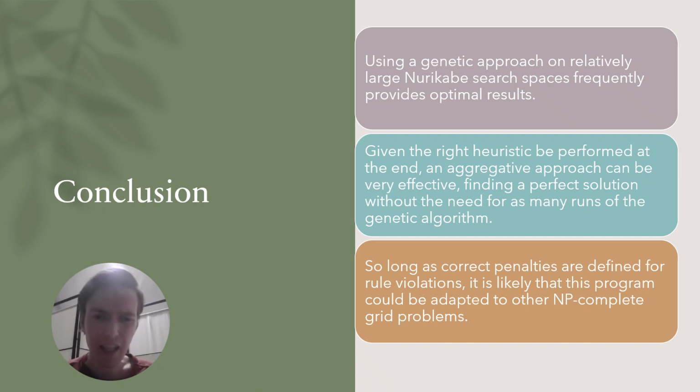And so, as a summary, the genetic approach works fairly well on relatively large data sets. And given the right heuristic, I believe that the aggregative wisdom of crowds solution can give very good answers to this sort of problem, and that it could also be adapted to other similar grid problems, just as long as different games have different things that need to be penalized. But if one figures that penalty process out, I think it could be very easily adapted to similar problems. Thank you.